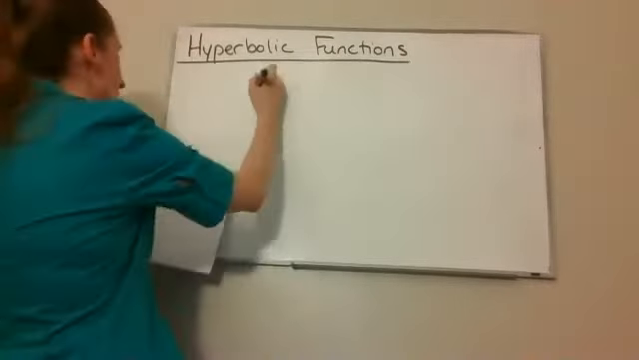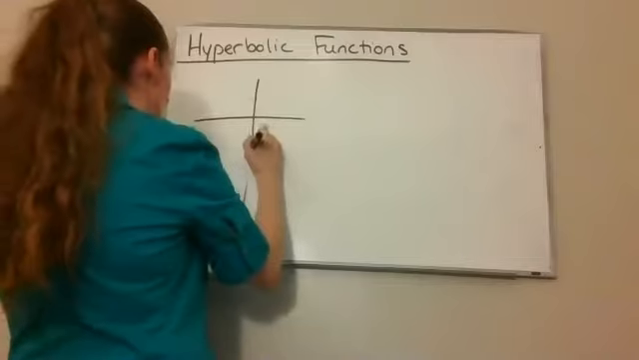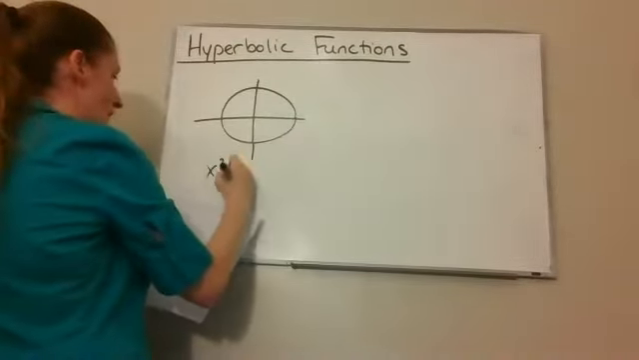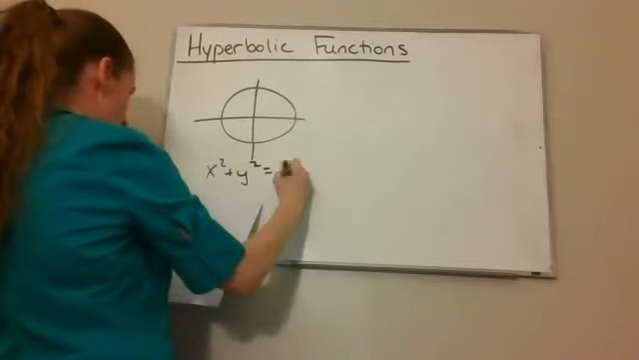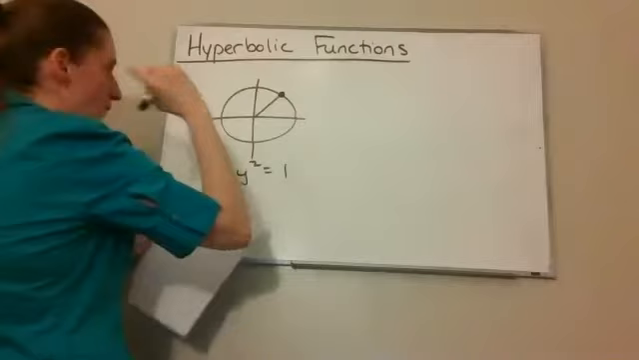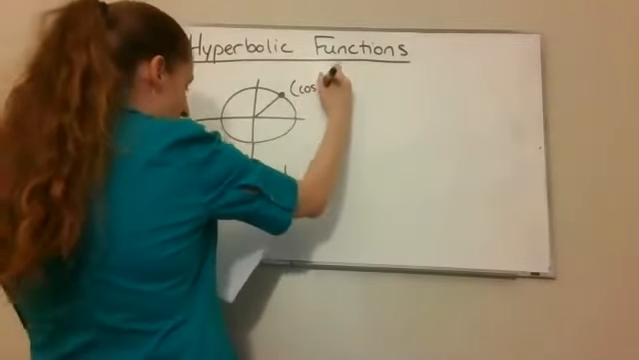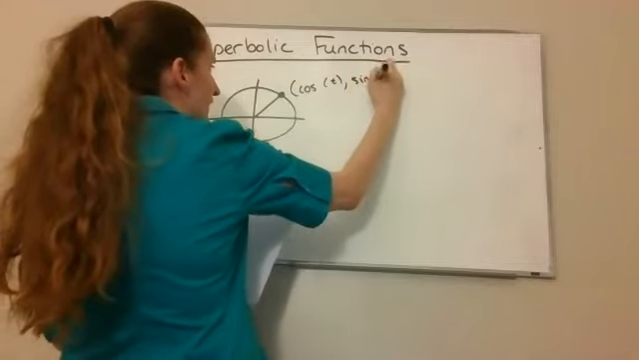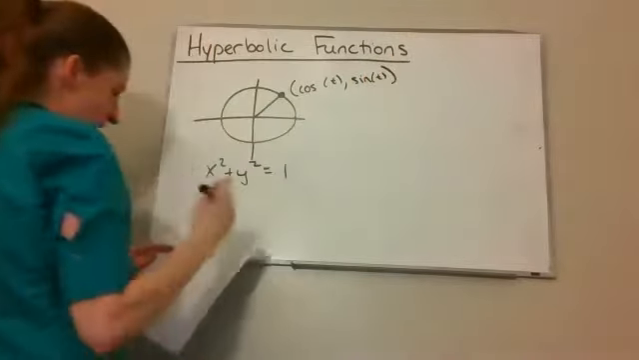So we know for our trig functions, here's a circle. This is x squared plus y squared equals 1. Then a point on the circle, (x, y), is given by cosine of t and sine of t.